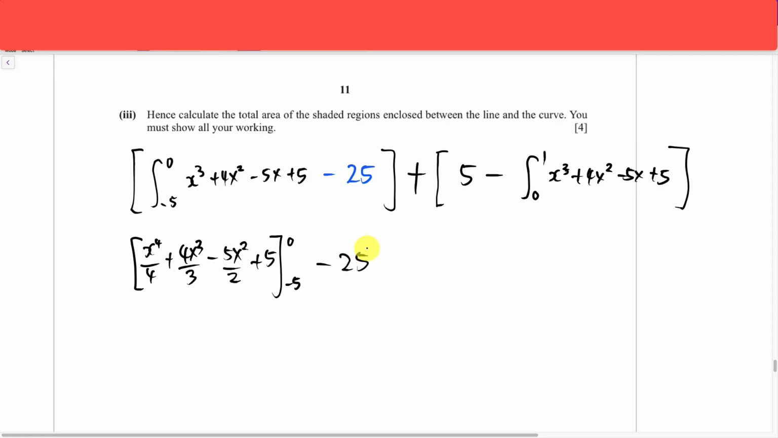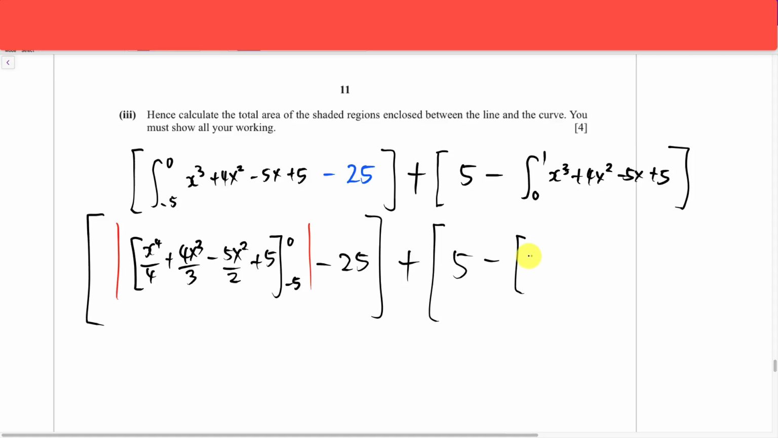Then I will need to solve here, and then I will add something here. Of course, this one you have to make sure is a positive value. There are so many brackets here. Let me just write. Wait, this is 5. This one is the same thing: x power 4 over 4 plus 4x cubed over 3 minus 5x squared over 2 plus 5x, from 1 to 0. I luckily have 0 here because I can save a lot of time.